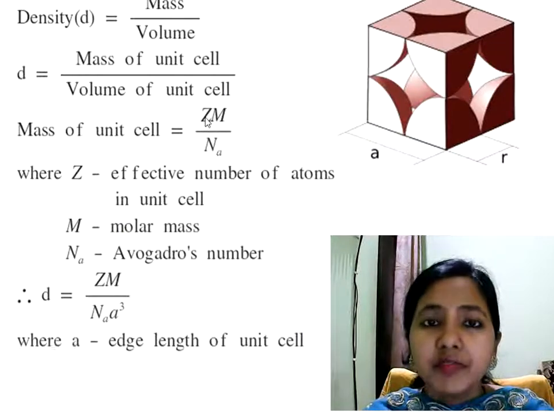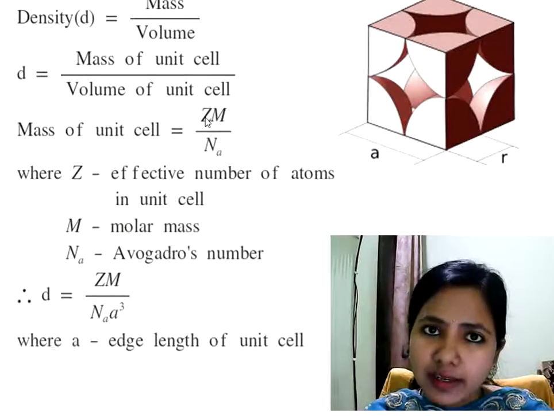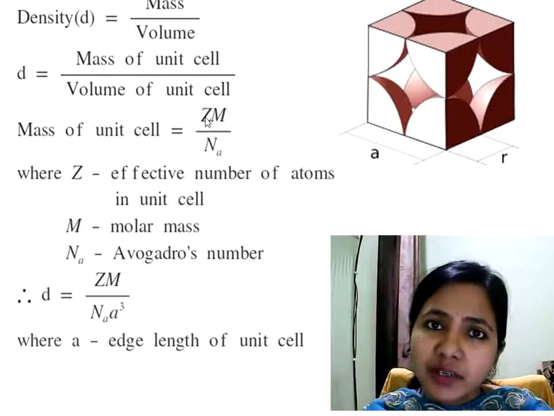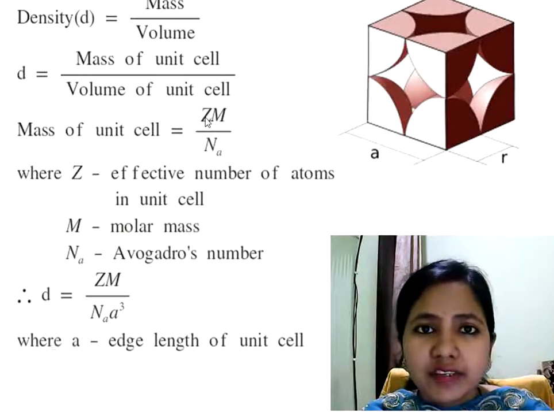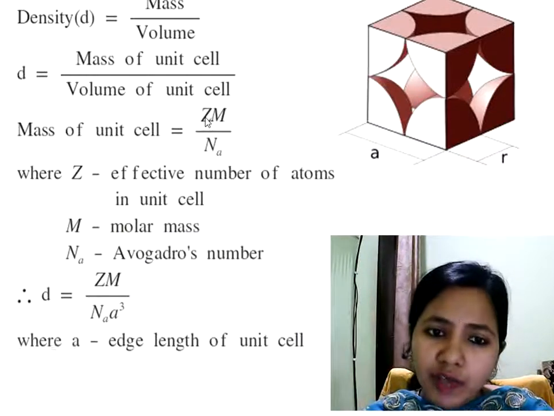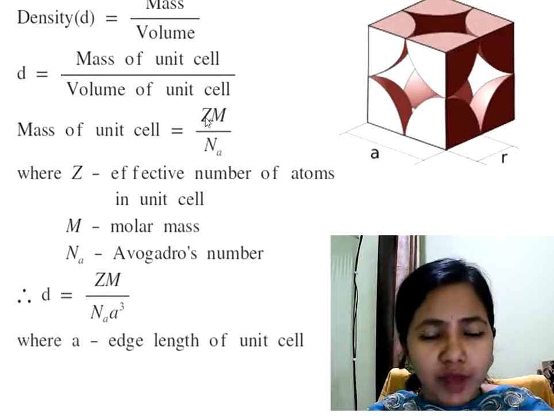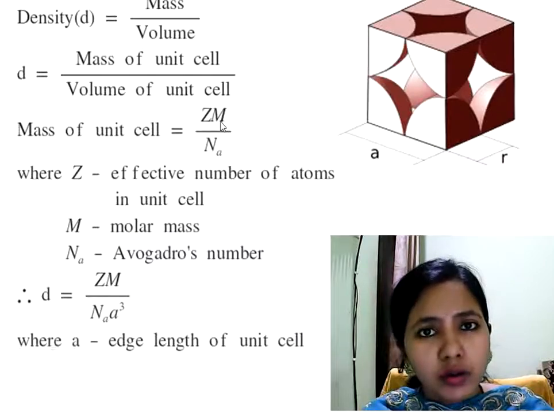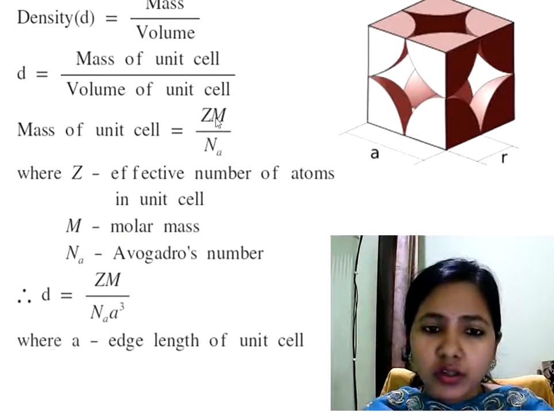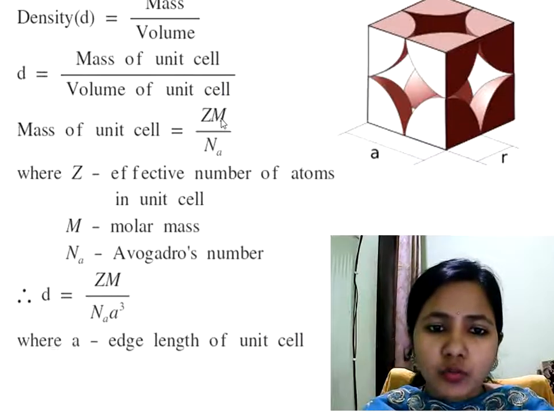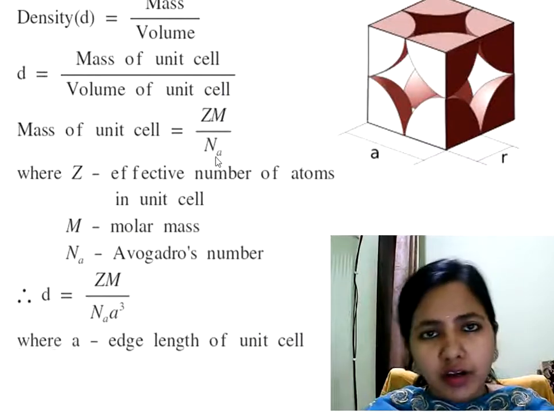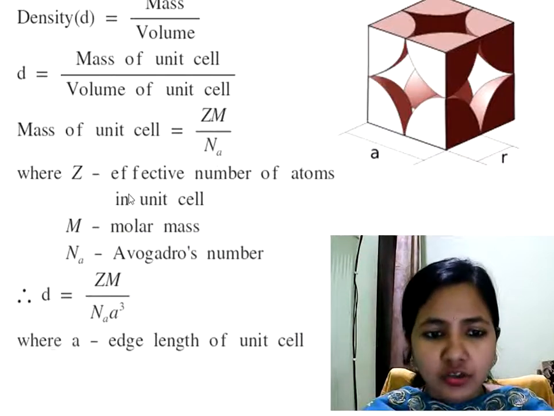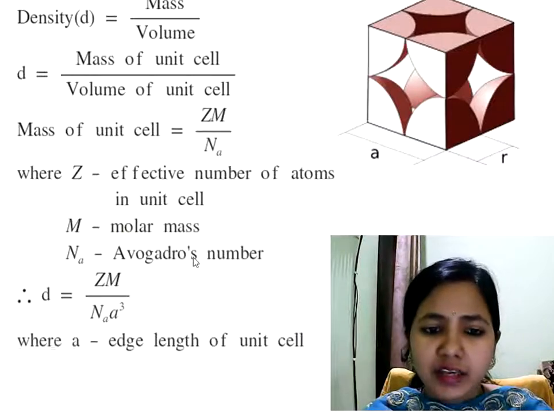Here Z is the effective number of atoms per unit cell. For BCC, it is equal to 2. For simple cubic, it is equal to 1. And for FCC, it is equal to 4. So first you have to put the value of this effective number of atoms in a unit cell. Then the next is the molar mass. Many times it is given to you in the question, so no need to learn this. So molar mass will be given to you, and the value of Avogadro's number, right? Here it is written: Z is the effective number of atoms in a unit cell, M is the molar mass, and Na is Avogadro's number.